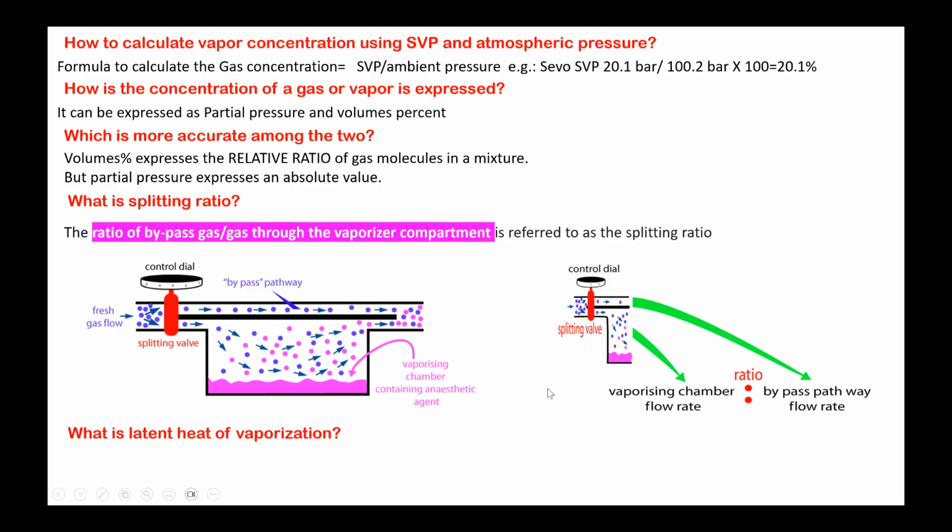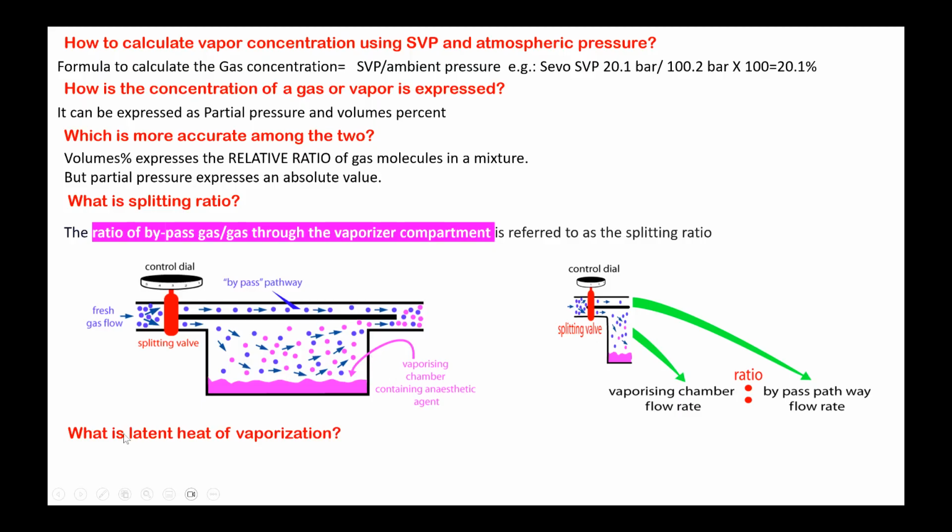Now, what is the latent heat of vaporization? These are all basic physics questions you would have studied in your +2. This is nothing new that we are learning, but because it's many years since you passed your MBBS, you have forgotten all your 12th standard physics, I suppose.